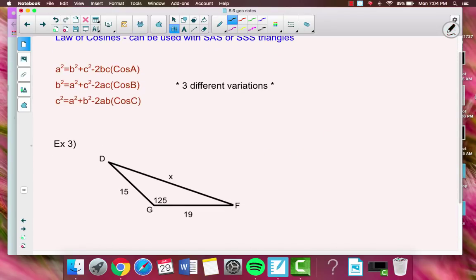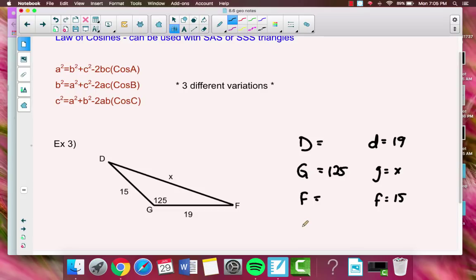I'm going to go ahead and set up my table just like we did in the first 2 examples. So we have D for both of these, and then G for both, and then angle F for both. And I'm going to fill in what I know. So I know angle G is 125 degrees, and I'm looking for little g because that's the x. I don't know angle D or F, so those are missing, but I do know little f is 15, and then the side here is 19.